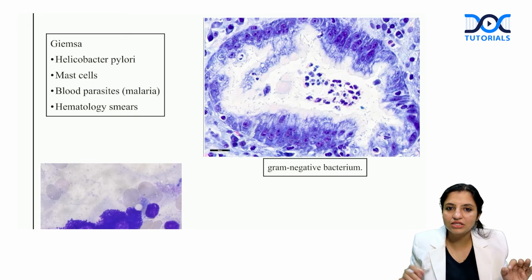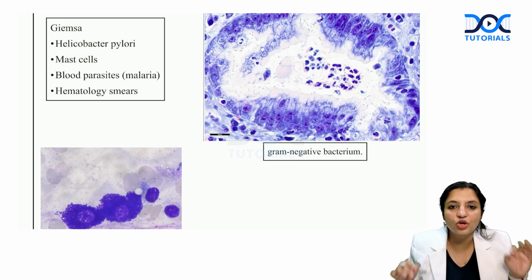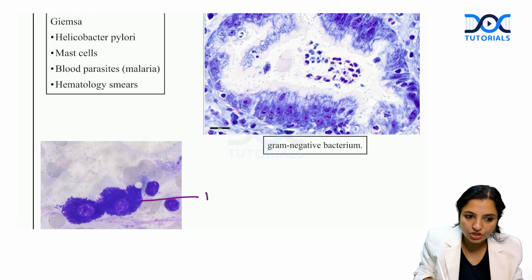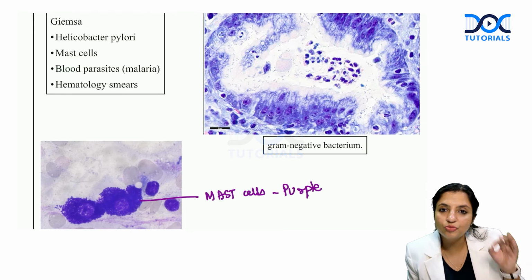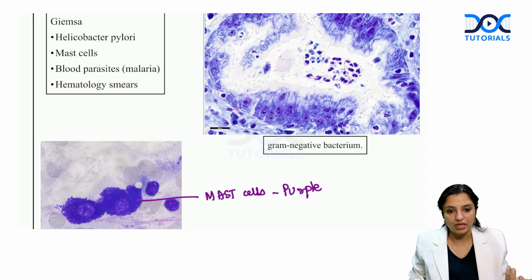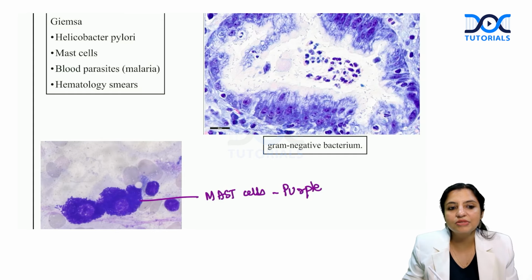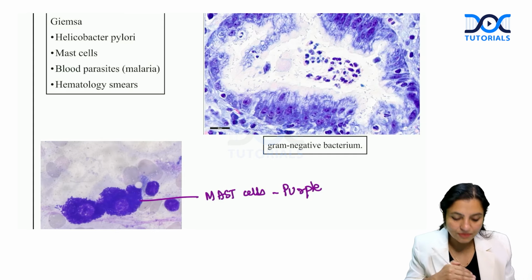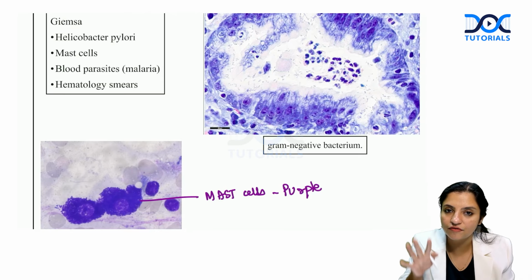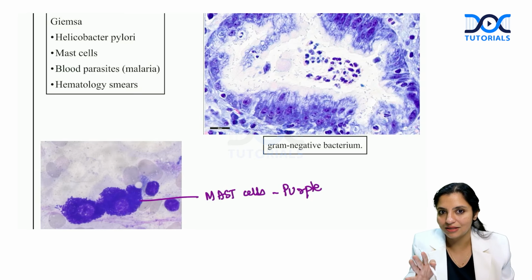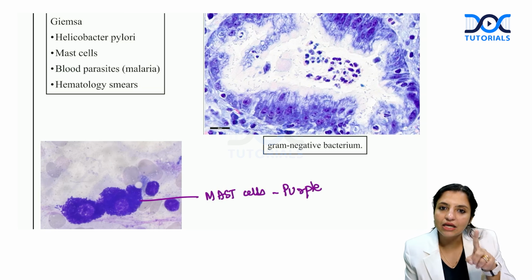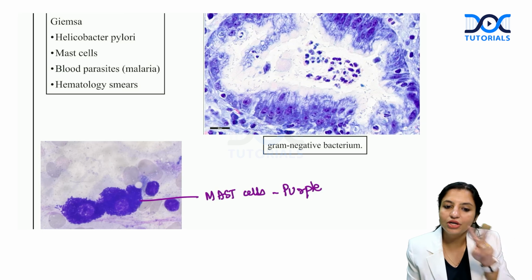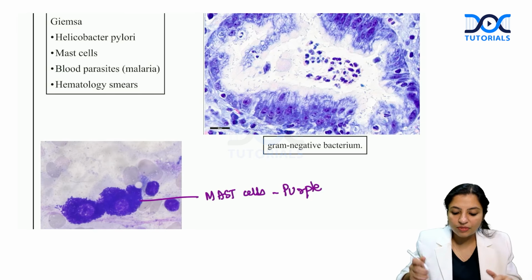So what does it do? Giemsa is a blue dye, but when you put it on mast cells, they come out purple in color. So you put a blue stain, but the color that comes out is purple. That's metachromatic. So Giemsa stains mast cells purple. That's a typical mast cell. You can see the coarse granules covering the cell. So there are two stains for mast cells that you have to remember. One, Giemsa. Second, toluidine blue. Remember these two.